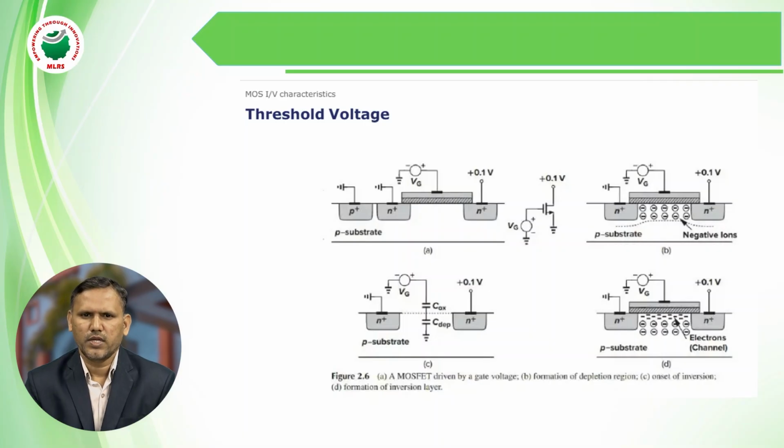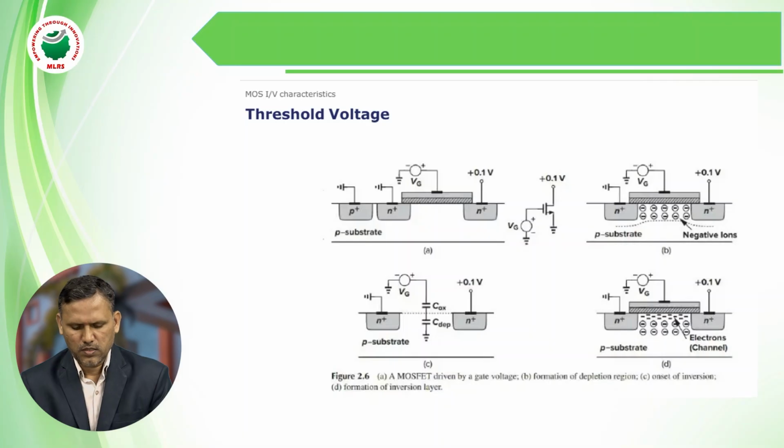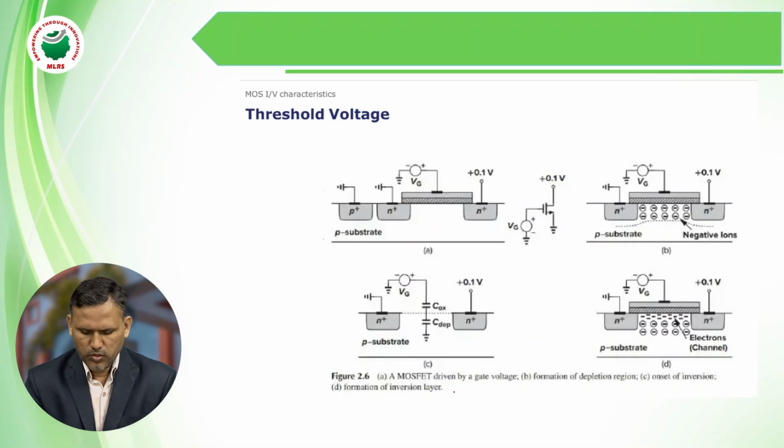At a certain voltage we develop the proper channel between the source and the drain to allow maximum current flow from the drain to the source. That particular voltage level is called the threshold voltage. We can observe this here in the figure. Figure A is a MOSFET driven by a gate voltage.